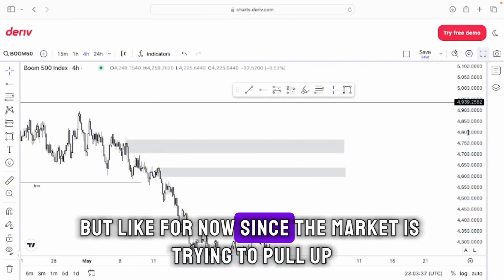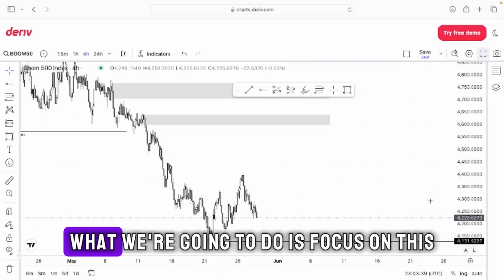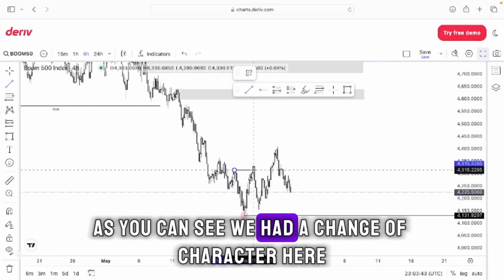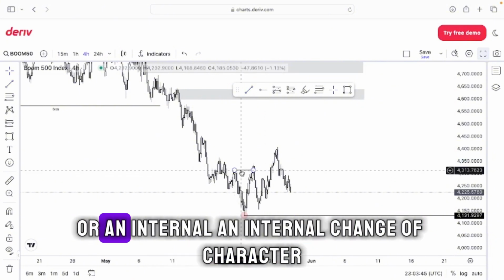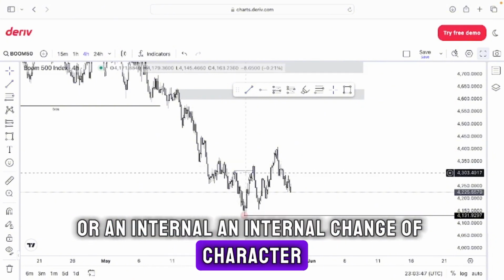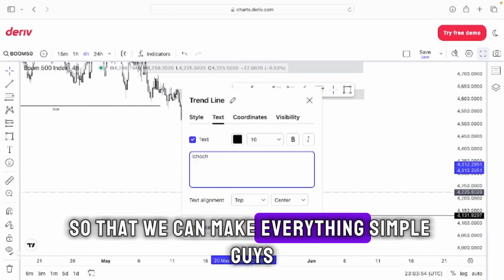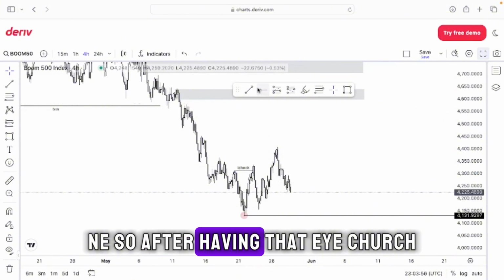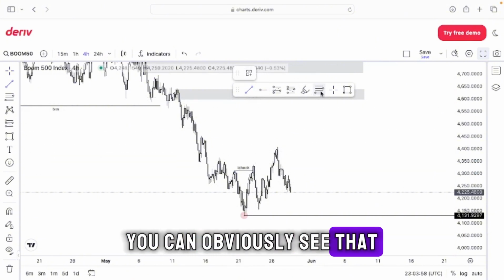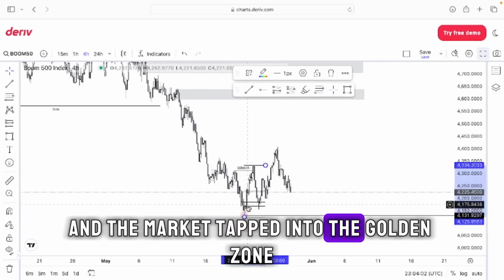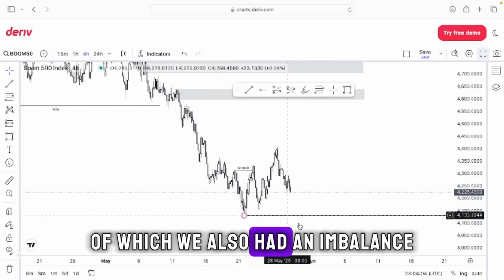But for now, since the market is trying to pull up, what we're going to do is focus on this internal structure here. As you can see, we had a change of character here, or an internal change of character, which I'm just going to call an ICHOCH, so that we can make everything simple, guys. After that ICHOCH, you can obviously see that we had the lowest point and the highest point, and the market tapped into the golden zone, of which we also had an imbalance.